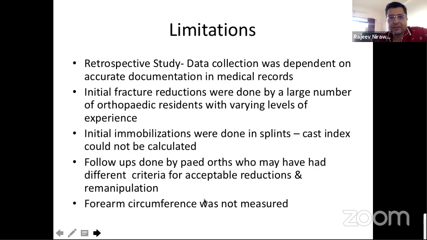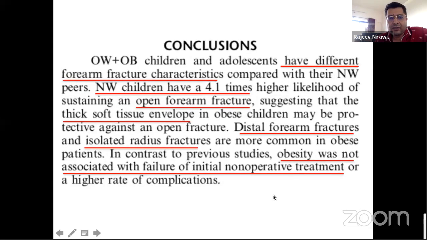Forearm circumference was not measured. So they concluded that overweight plus obese children and adolescents have different forearm characteristics compared to their normal weight peers. Normal weight children have 4.1 times higher likelihood of sustaining an open fracture, suggesting the thick soft tissue envelope is a protective factor. Distal forearm fractures and isolated radius fractures are more common in obese children. And in contrast to previous studies, obesity was not associated with failure of initial non-operative treatment or a higher rate of complications.